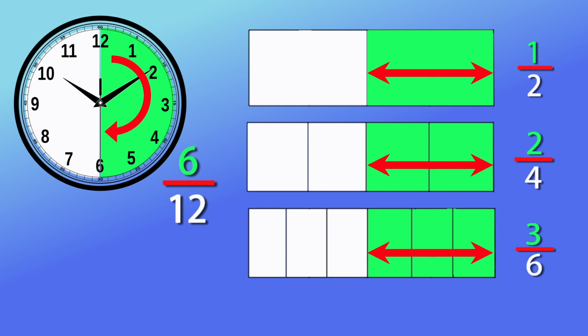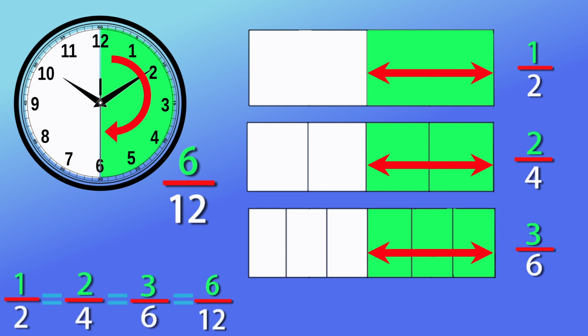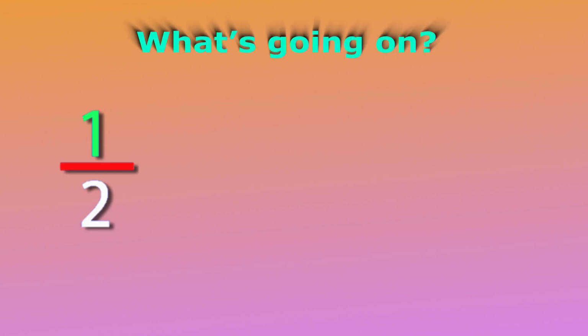1 is half of 2, 2 is half of 4, 3 is half of 6. And although the clock is a different shape, it's quite clear that 6 hours out of 12 represents half of the whole time. So all these fractions are equivalent to 1/2. Different numbers, but the fractions have the same value. To see what's going on, let's compare each fraction to 1/2.